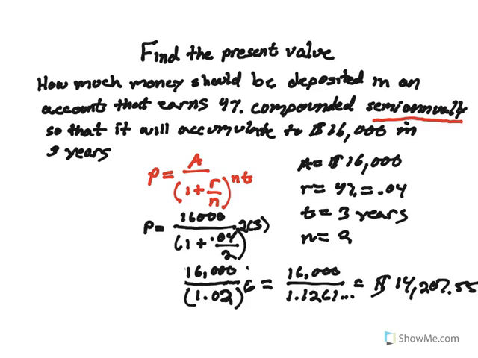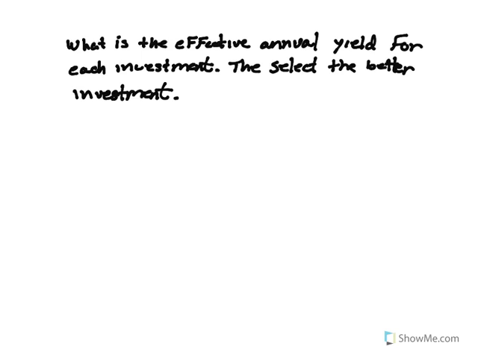Now let's talk about the annual yield. We're going to go to the next slide and determine the effective annual yield. So let me write this out. This is the problem: what is the effective annual yield for each investment? Then select the better investment. What amount are we going to get as a result based on two situations? So here we go. It's going to be 15%.